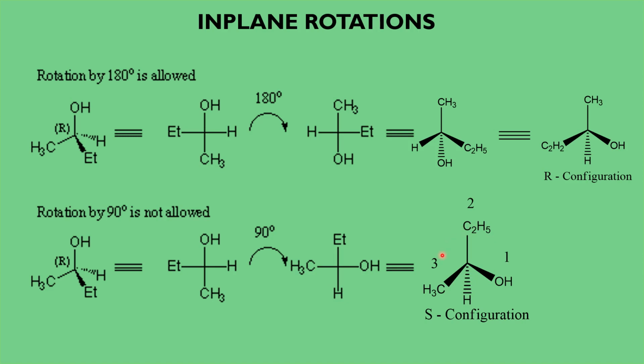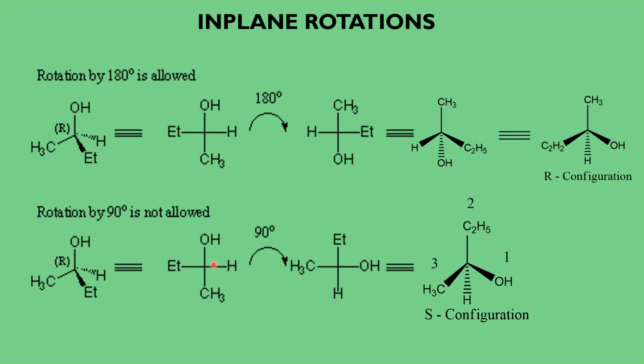Now assign the priority numbers and read from 1 to 3. Your eyes travel in the anticlockwise direction. Therefore, the configuration at this chiral center is S. So 90-degree in plane rotation converts the R configuration into S. There is an inversion of configuration. Therefore, the Fischer projection should never be rotated by 90-degree on the plane itself.